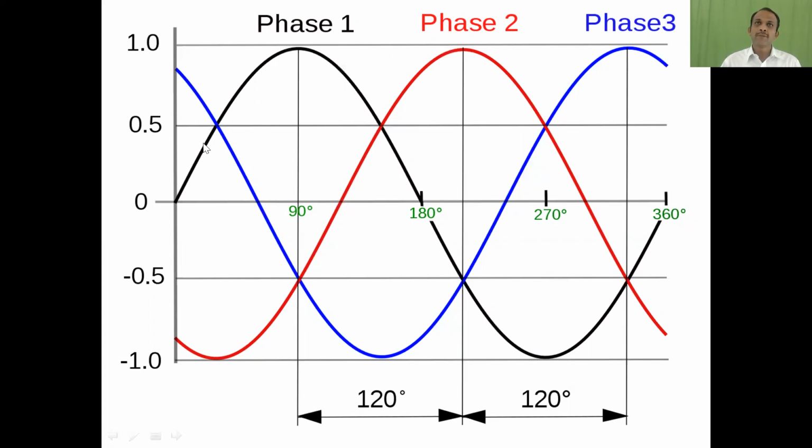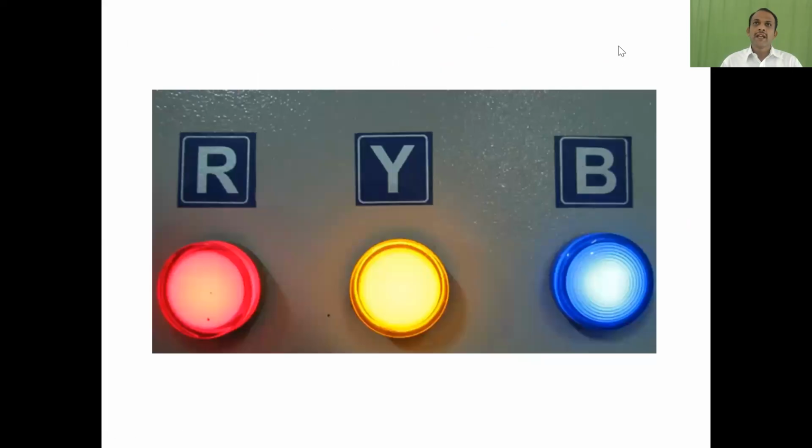The phase difference between A and B, the first phase and second phase, is 120 degrees. Between phase 2 and phase 3 is going to be 120 degrees. Again, between phase 1 and phase 3 is going to be 120 degrees. So totally they complete 360 degrees, which is one complete rotation. And this is how it is represented in any electrical equipment as RYB.